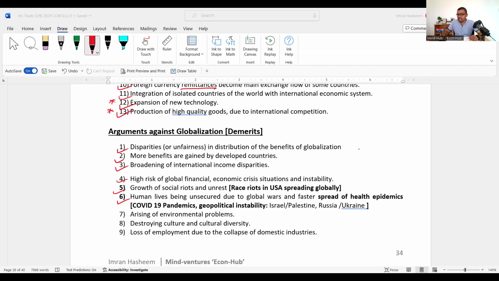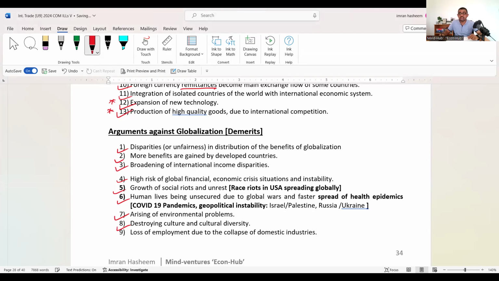Arising of environmental problems, definitely. Today we talk about not Sri Lanka warming, India warming, China warming, USA warming. We talk about what warming? Global warming. We talk about what? Global warming. So today, environmental issues are not isolated to a country. It has spread because we are all using the resources in a very exploitative and unsustainable manner and emitting so much CO2 to the atmosphere.